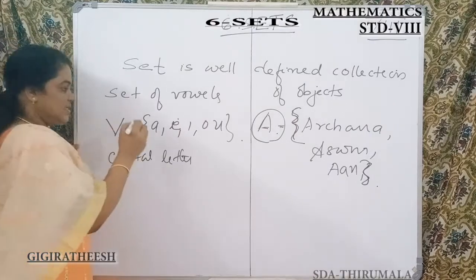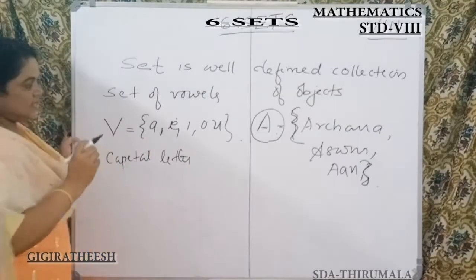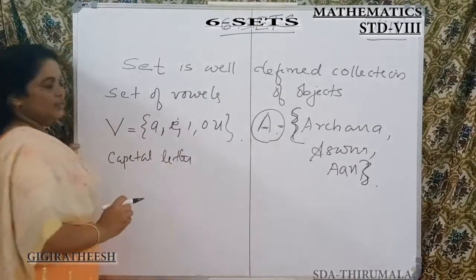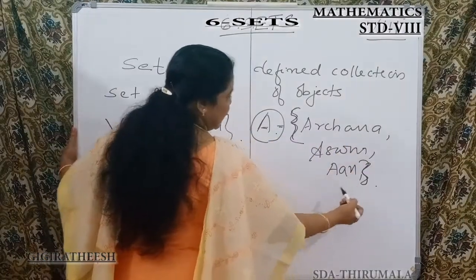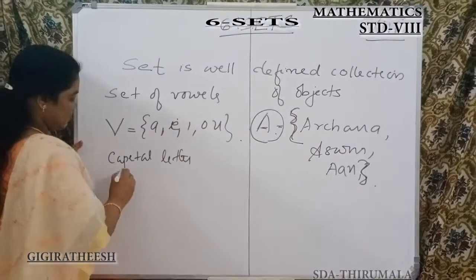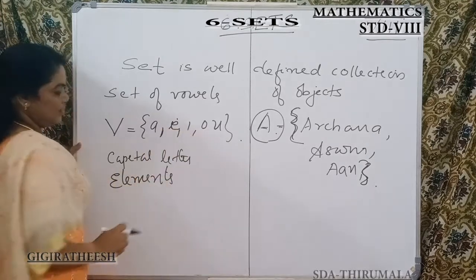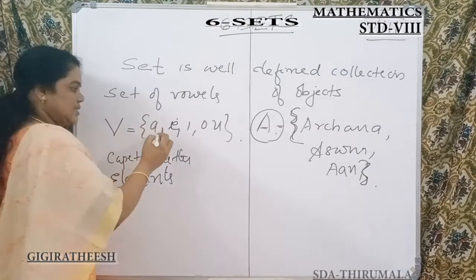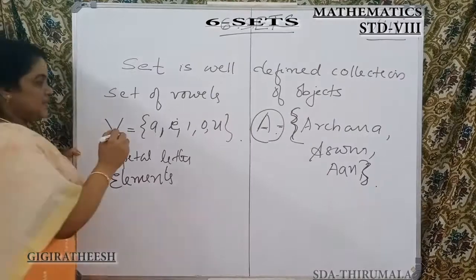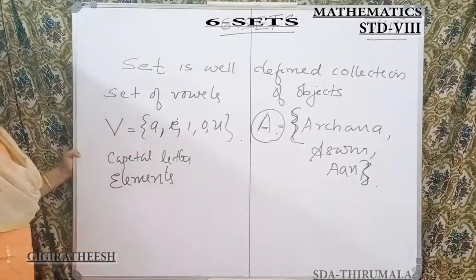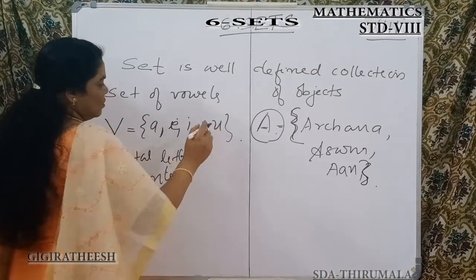And inside this set, these are the elements: A, E, I, O, U. These are the elements inside a set. Here also the elements are Archana, Ashwin, and Ann. These are the elements of the sets, and they are separated with commas inside the set: A comma, E comma, I comma, O comma, U.